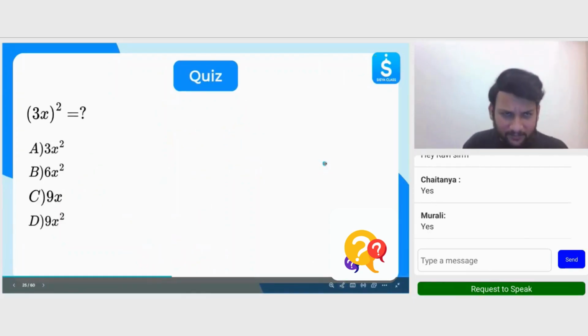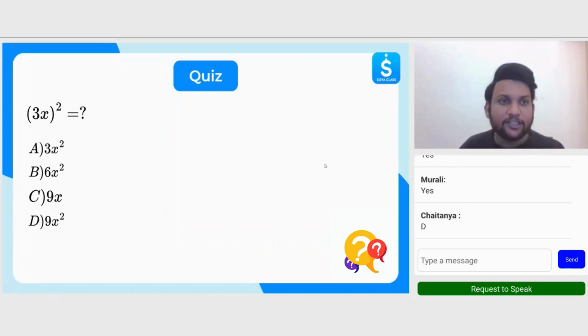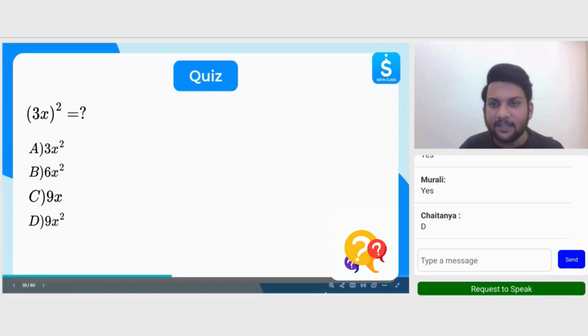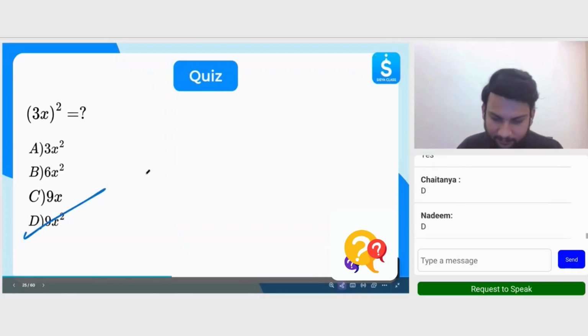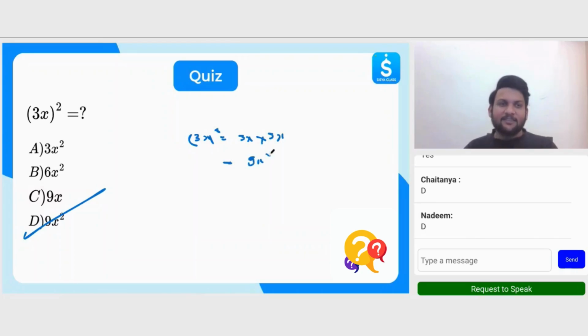Next thing. One easy quiz. (3x) whole square. Come on. I won't explain it. Just tell me A, B, C, or D. Whatever you say, I will make it the answer. D. Chaitanya is saying D. Great. So D is the answer. Anyone has any doubts? Nadeem is also saying D. Clearly, obviously, what is (3x) whole square? 3x times 3x. What is 3 times 3? 9. What is x times x? x square. I have my answer 9x square. Such an easy question. If you give this to a first standard student or a newborn baby, he will also say 9x square.